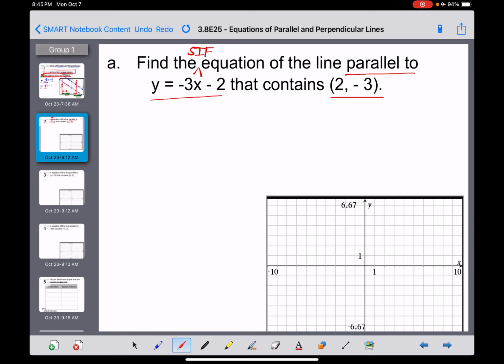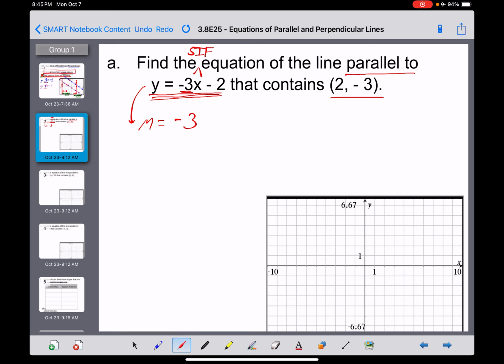Here's what we need to focus on, guys. This line that they gave us right here, that's not our answer. We need a line that's parallel to that. So the first thing we should probably do is recognize that this equation was given to us in slope-intercept form. So it should be really easy to see that the slope of this line is -3. It's just the coefficient of your x if you're in slope-intercept form.